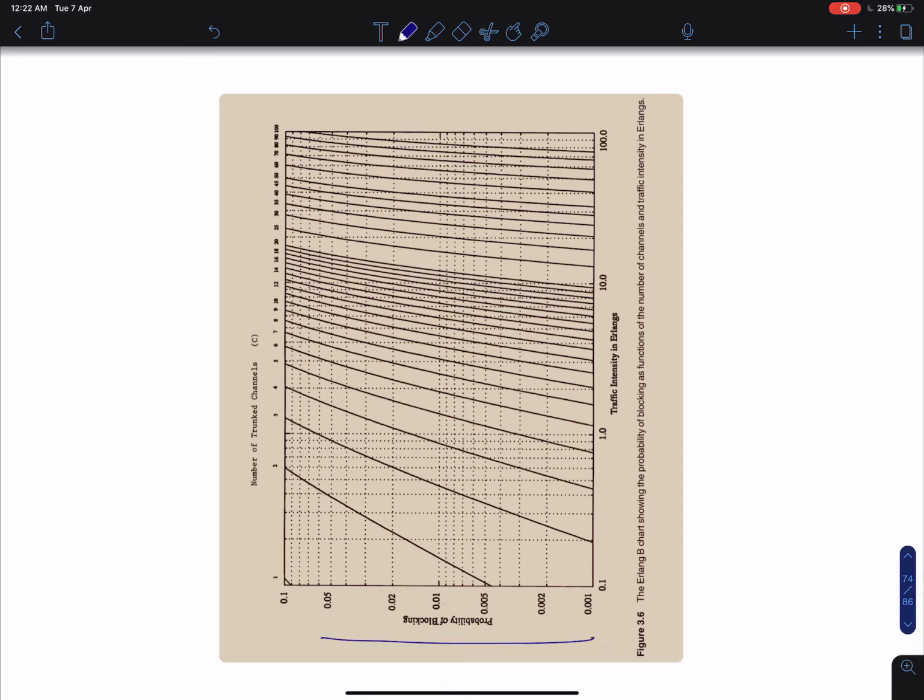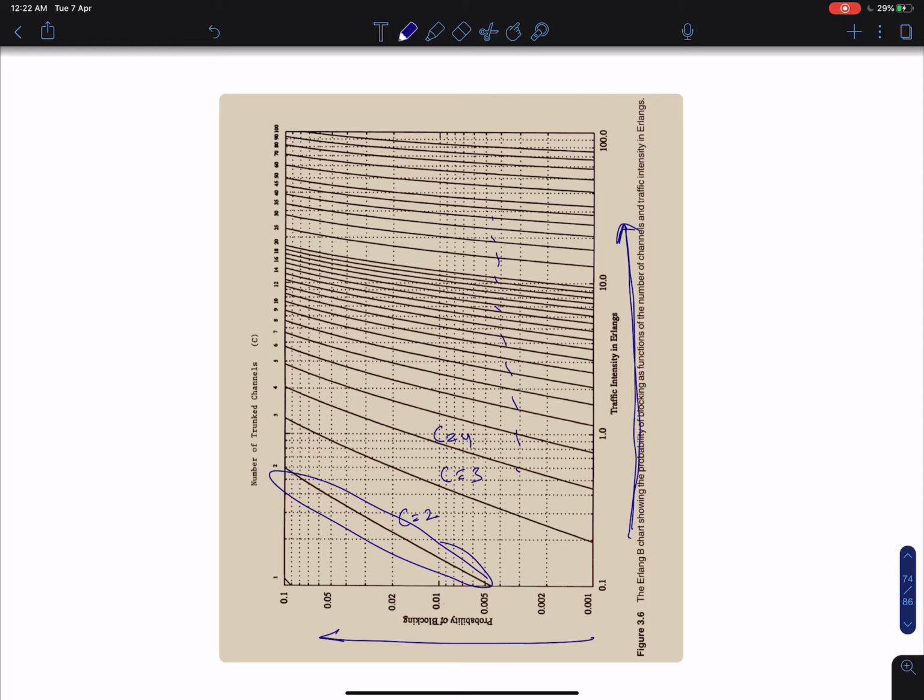On this axis, I'm plotting the probability of error. On this axis, you have what you call the traffic intensity. Okay, on this axis you have the traffic intensity. On this axis, in fact, for each value of channels, I've assumed C equal to 2, C equal to 3, C equals 4, and so on. We are plotting it for different values of C.